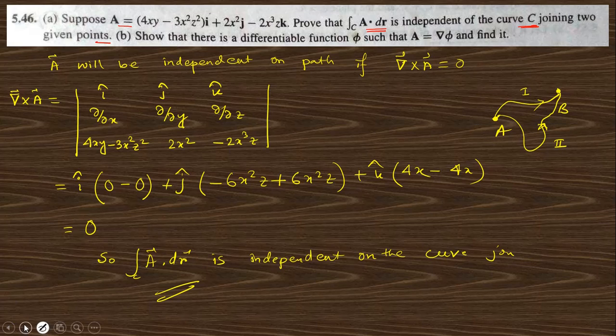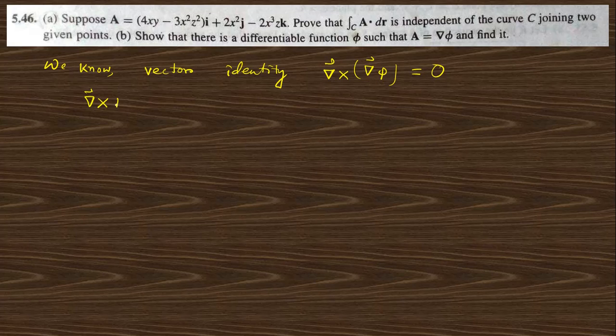Okay, next one says that there is a differentiable function phi so that the A vector can be written as grad phi. Okay, so we know the vector identity says the curl of grad phi of any scalar function must be 0. Here we got the curl of the A vector equal to 0. If we compare these two equations, we can say the A vector can be written as grad phi, no problem. Then we need to find this phi.